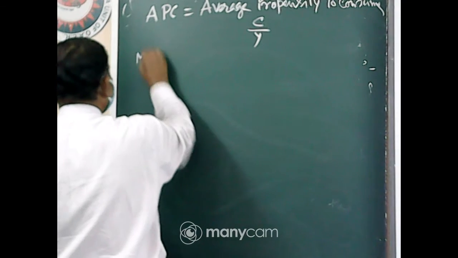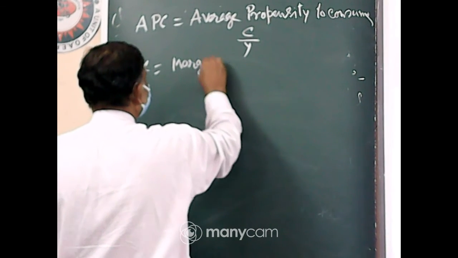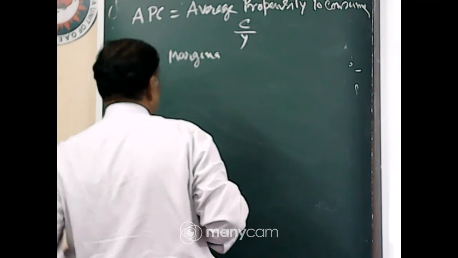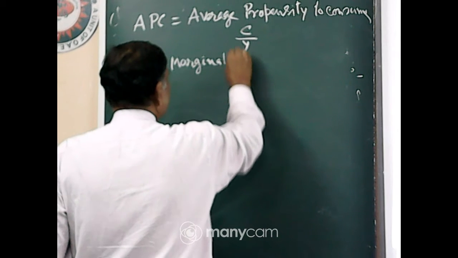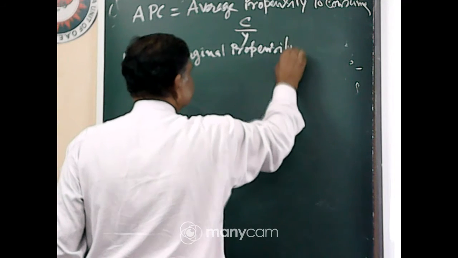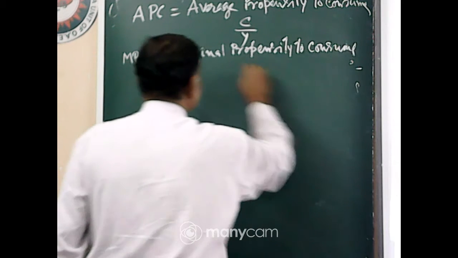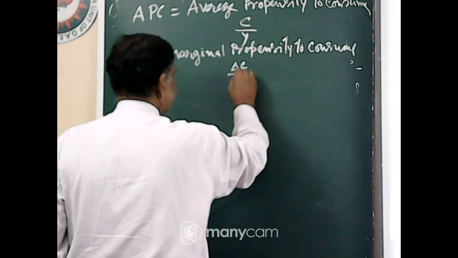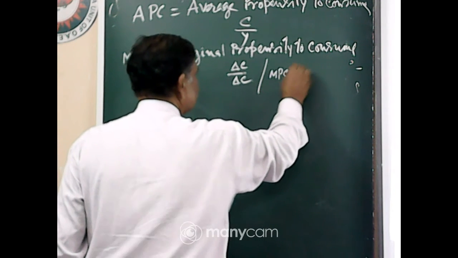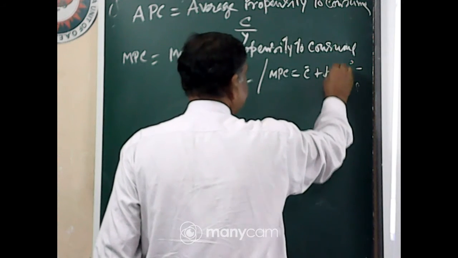Number 2, MPC, marginal propensity to consume. That is delta C by delta Y. Another formula you will get: MPC is equal to C bar plus B, or C bar plus BY.